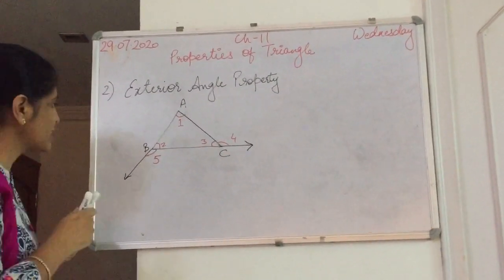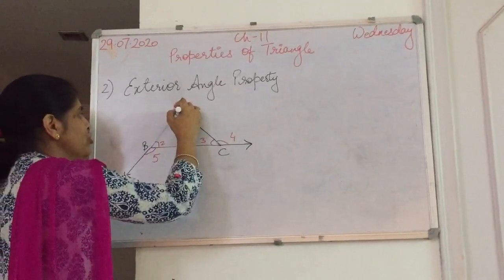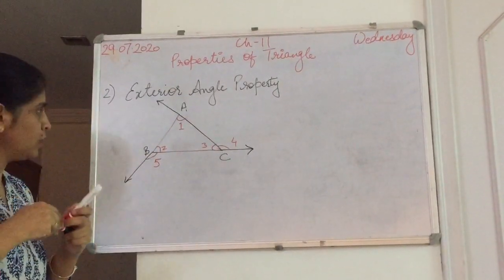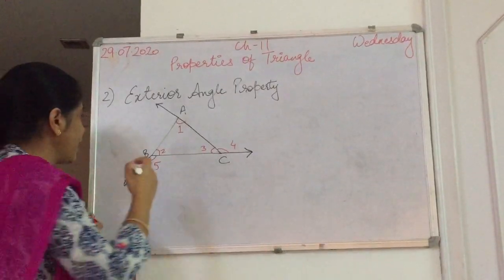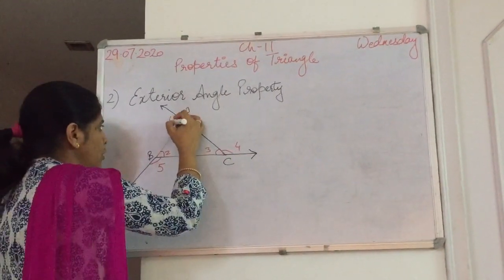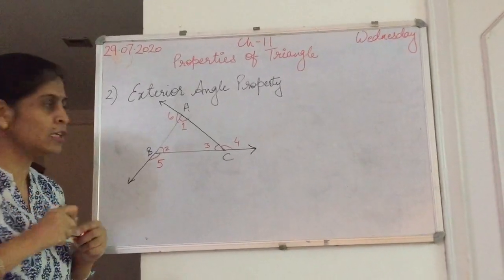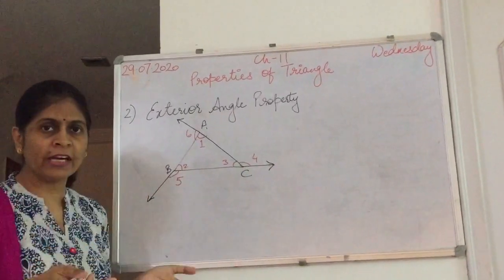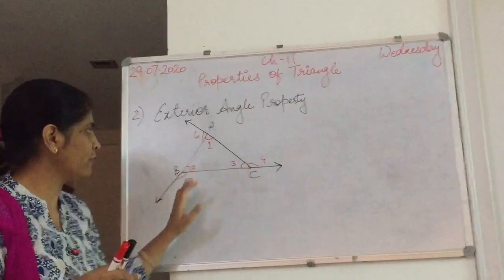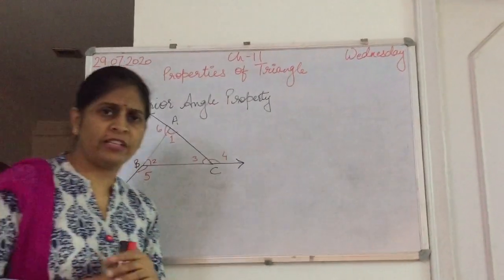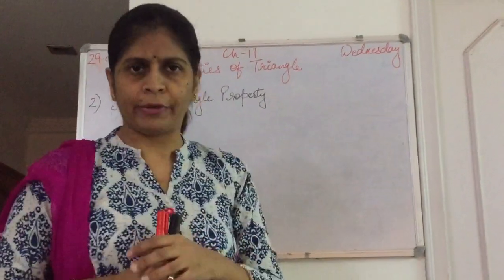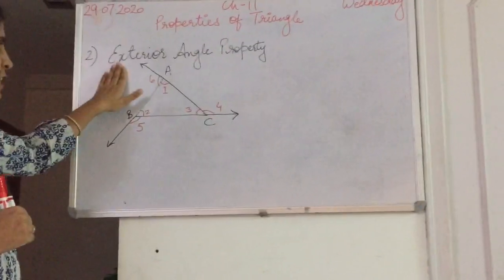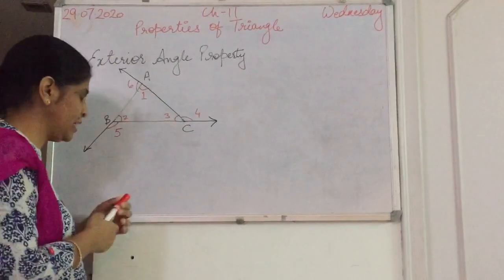Now I am extending one more line, which is this one. I have extended all three sides and three extra angles will be formed. And these three angles, that is angle 4, 5 and 6, are outside, so we call these angle 4, angle 5, angle 6 exterior angles. Now I am explaining what the exterior angle property means.